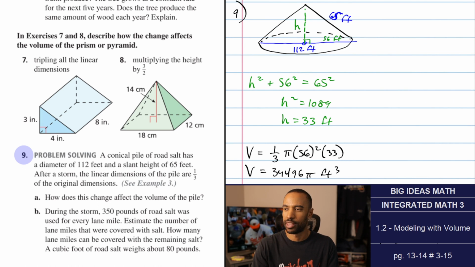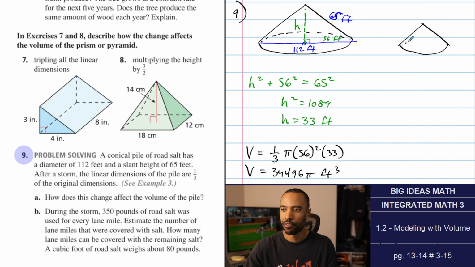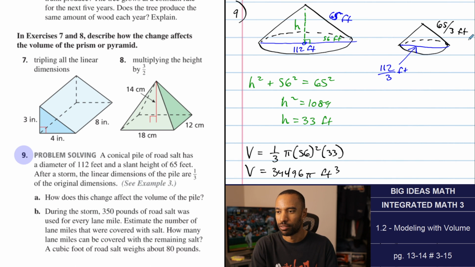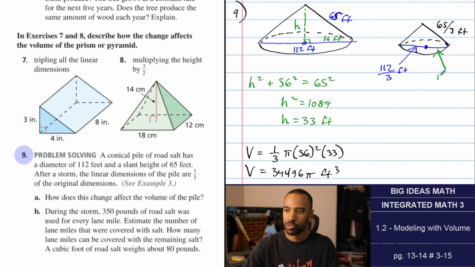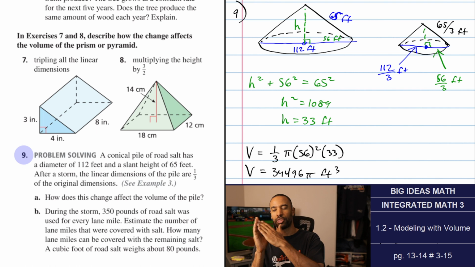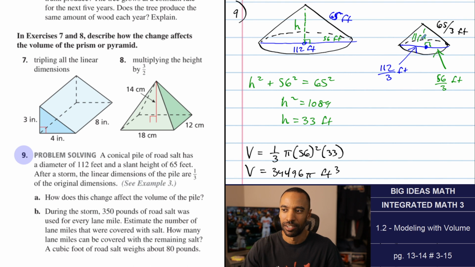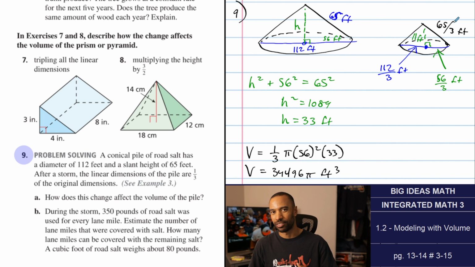Now what we're going to do with this original pile is take 1/3 of everything, which again is not pleasant when it comes to numbers here. 65 over 3 doesn't reduce, so 65 thirds of a foot. The diameter is 112 thirds of a foot. No, 112 doesn't divide by 3. 111 does, but not 112. So we're dividing these by 3. The radius, we divide that by 2, and that becomes 56 over 3. All right, height. Here's the good news when it comes to the Pythagorean theorem: the height will also be 1/3 of what it was. So we're going to get 11 for the height. So okay, that's good, I guess.